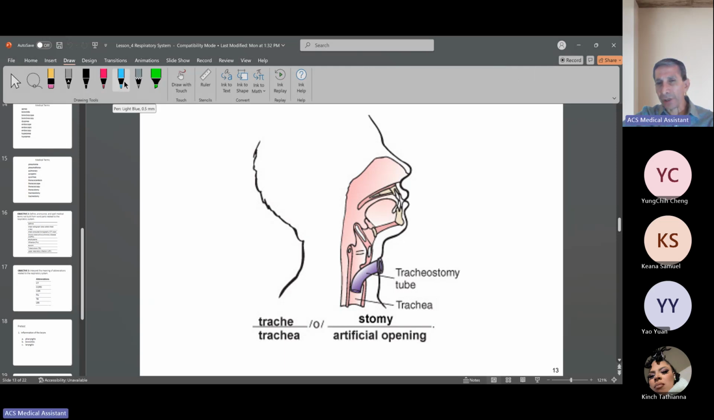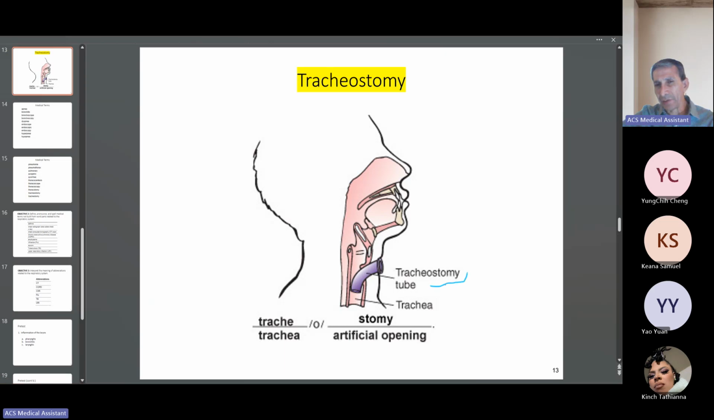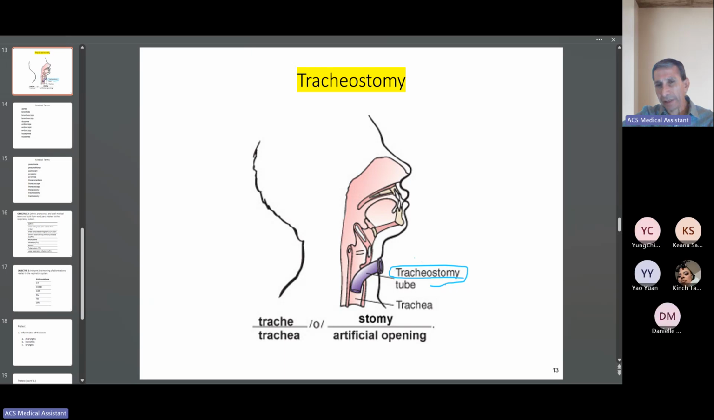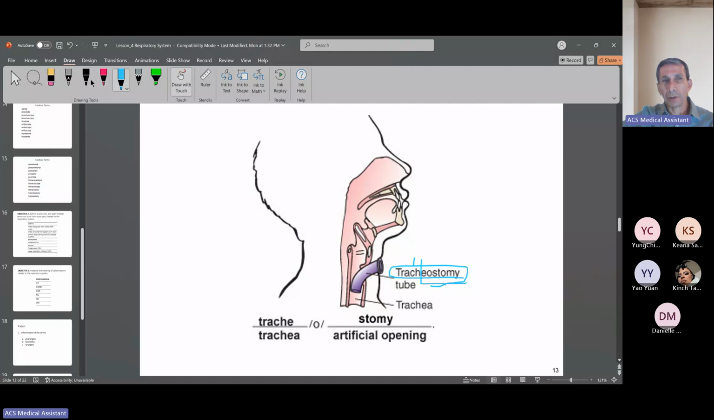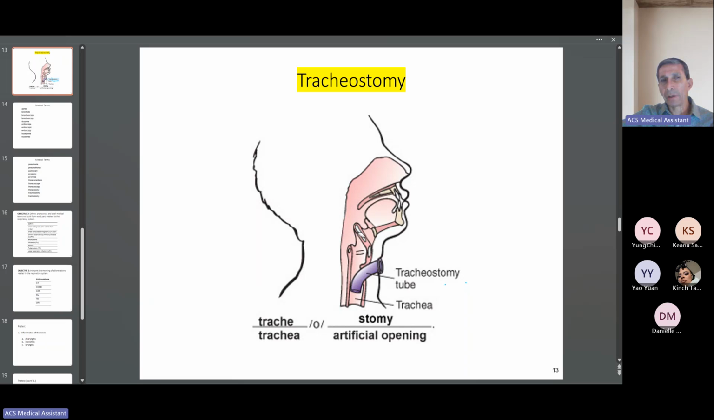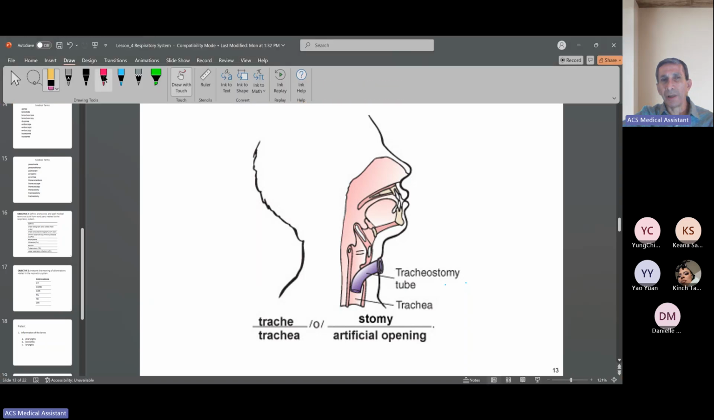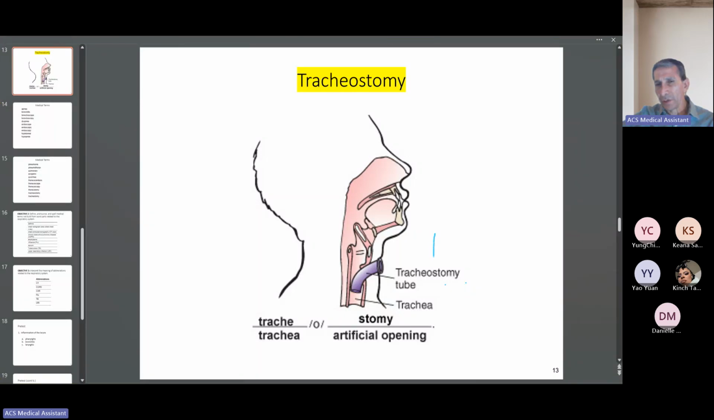So we can say tracheotomy or tracheectomy. So that will be a lot easier for us to understand when we apply them. So remember, ectomy means surgical removal. Oh no, this is not ectomy. This is stomy. Oh, what am I talking about here? Okay, this is tracheostomy. Remember, stomy is the suffix. Stomy means making an artificial opening. So stomy is the suffix.